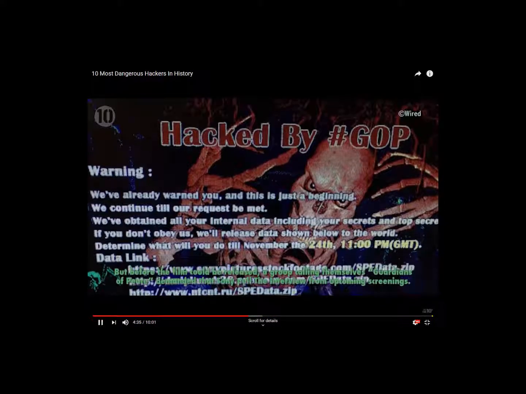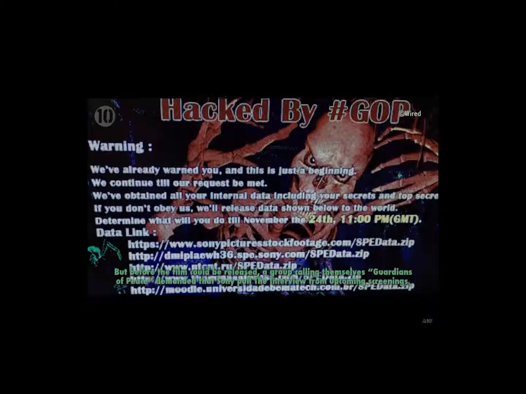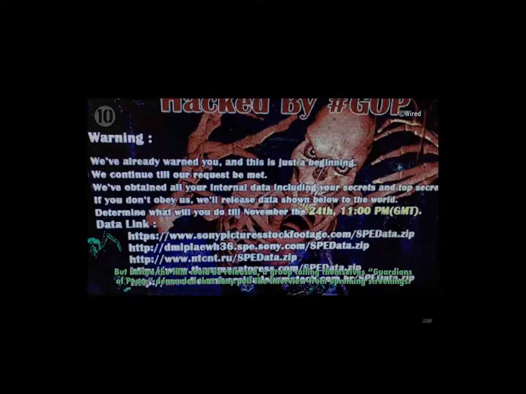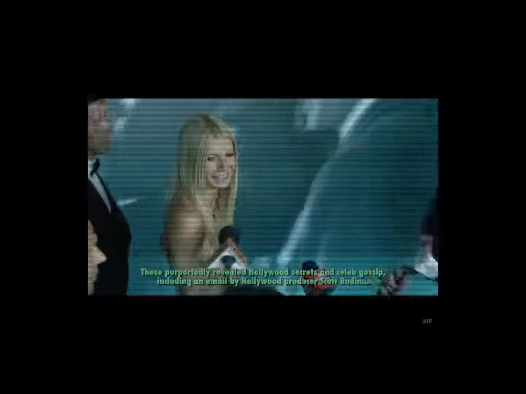But before the film could be released, a group calling themselves Guardians of Peace demanded that Sony pull The Interview from upcoming screenings. They revealed that they had hacked Sony's system and stolen information, including 47,000 social security numbers and a whole series of embarrassing emails. These purportedly revealed Hollywood secrets and celeb gossip, including an email by Hollywood producer Scott Rudin in which he called Angelina Jolie a minimally talented spoiled brat.